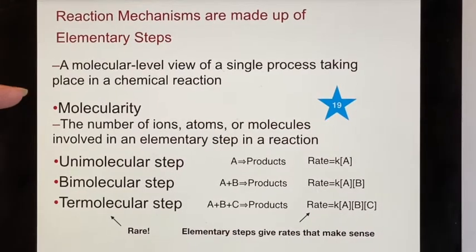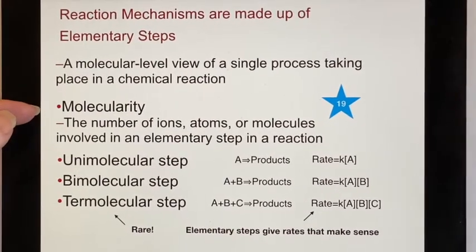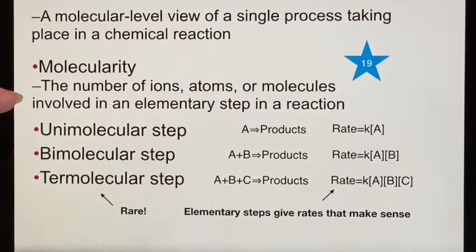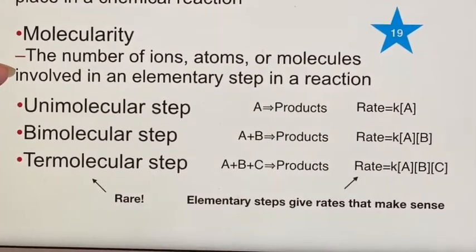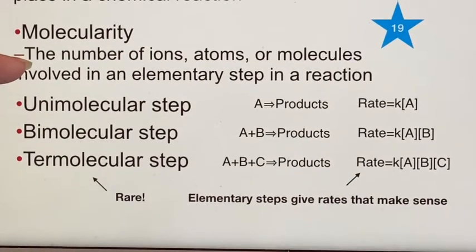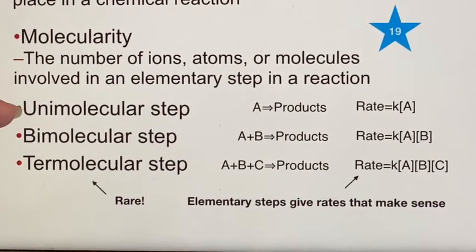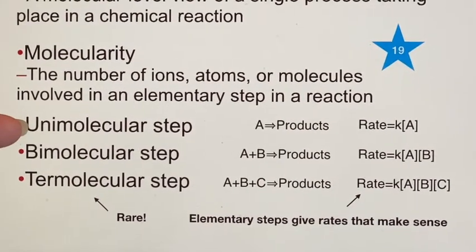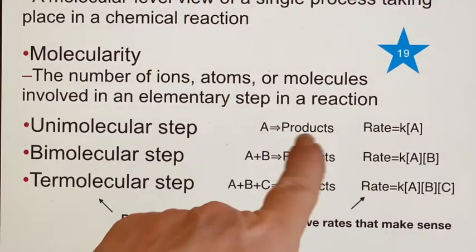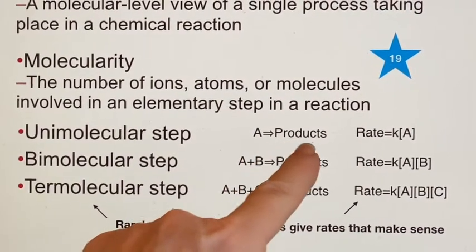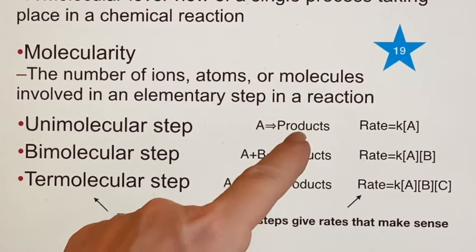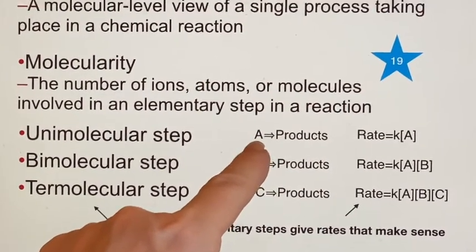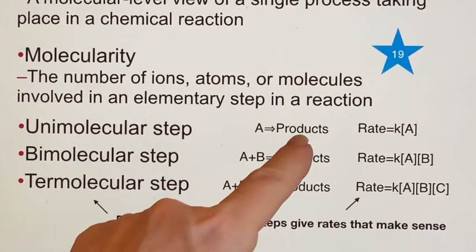Definitions to help us. There's the idea of molecularity, and that will be the number of the ions, atoms, or molecules that are involved in one of these elementary steps. So we have the idea of a unimolecular step. It involves only one molecule or ion or atom, and it proceeds to become some product of some variety. Now, this doesn't mean the final product. It just means that this molecule is changing into something else.